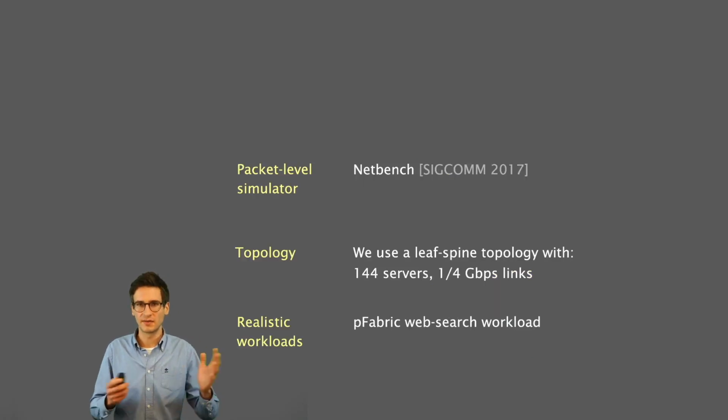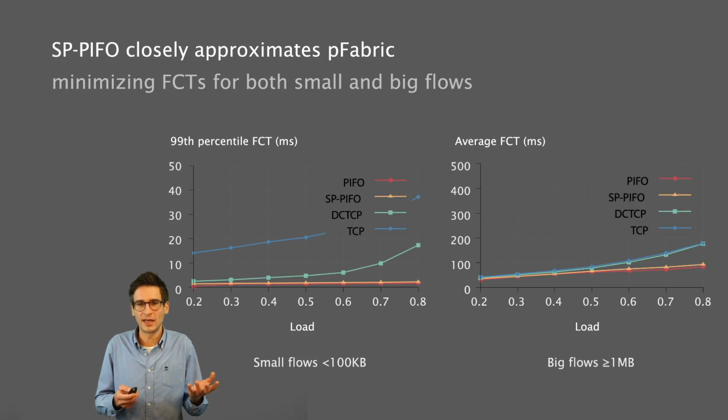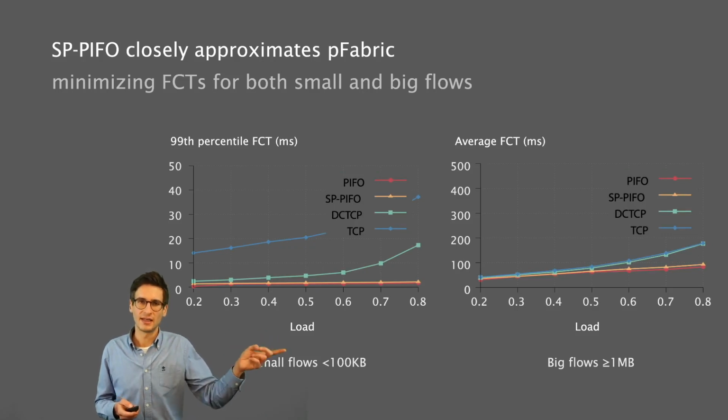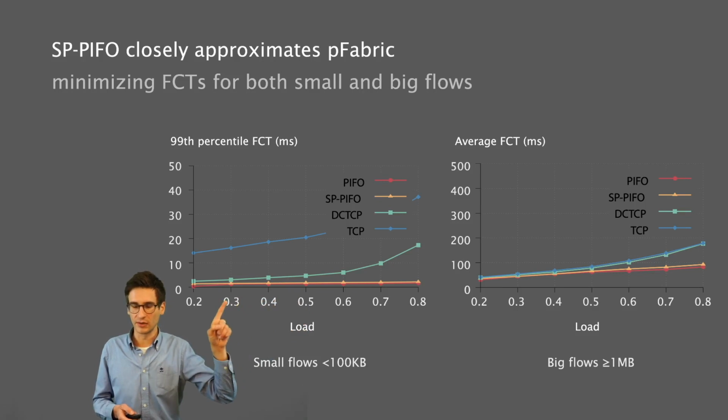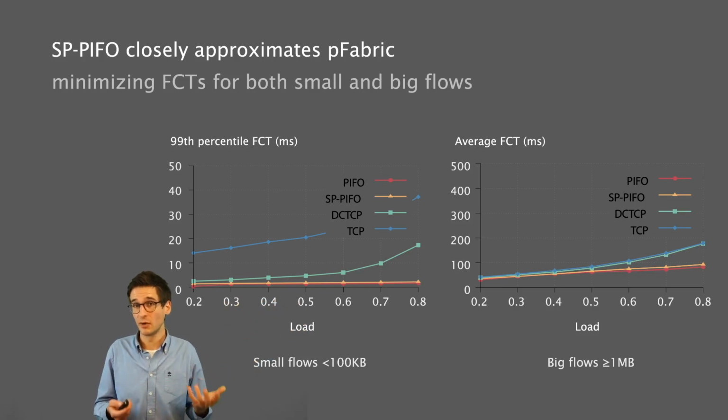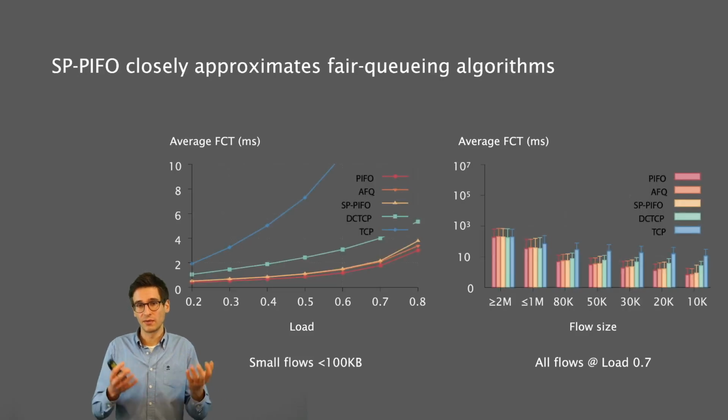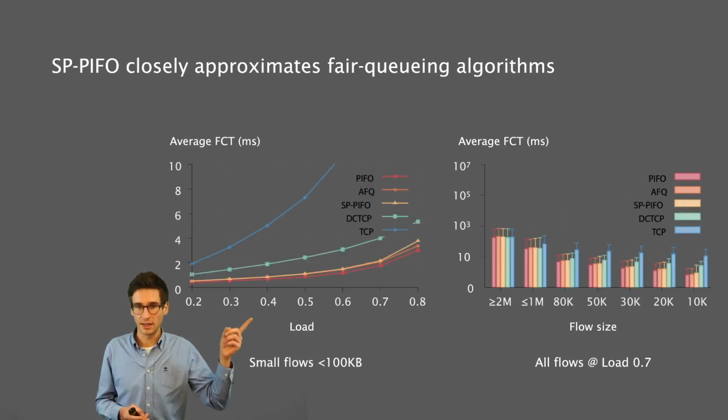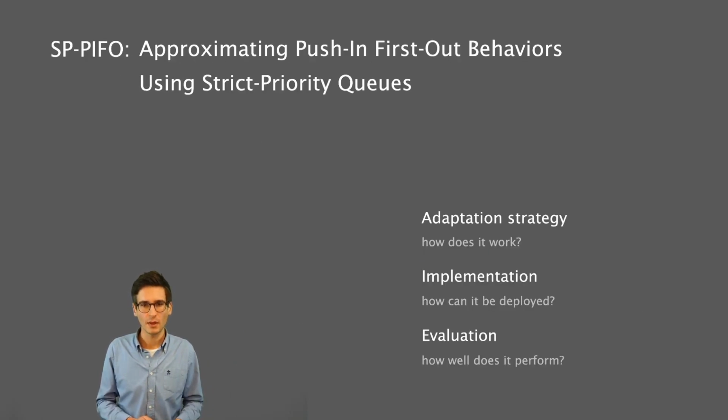And skipping tons of details here, but what you can tell from this graph is that if you look at the PIFO curve, which is in reddish, and the SP-PIFO curve, which is in yellowish, you can see that they are basically almost equivalent to each other. So it actually works very well for pFabric, minimizing flow completion time, but also for fair queuing algorithms. You can see the same thing here. SP-PIFO and PIFO are very close to each other.